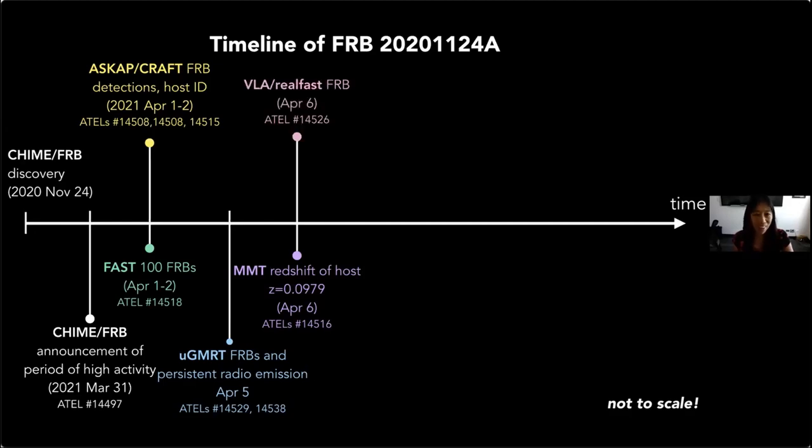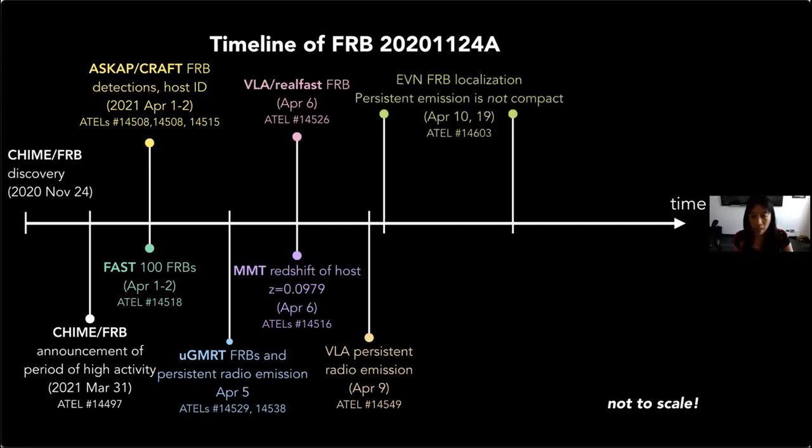Meanwhile, the VLA RealFast team swept into action and localized the FRB. Further results from the VLA also confirmed the presence of persistent radio emission at gigahertz frequencies. Then the EVN chimed in, no pun intended, and pinpointed the FRB to milliarcsecond precision, which again solidified the host galaxy association. They did not find evidence of persistent radio emission in their imaging, thereby saying that it was resolved out and probably not compact, placing a lower limit on the size scale of a couple of hundred parsecs.